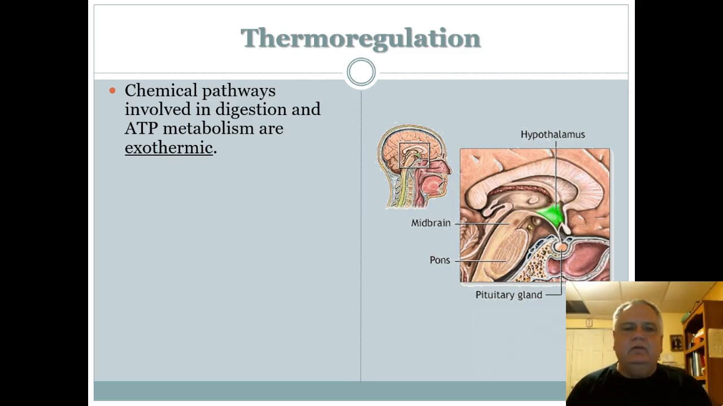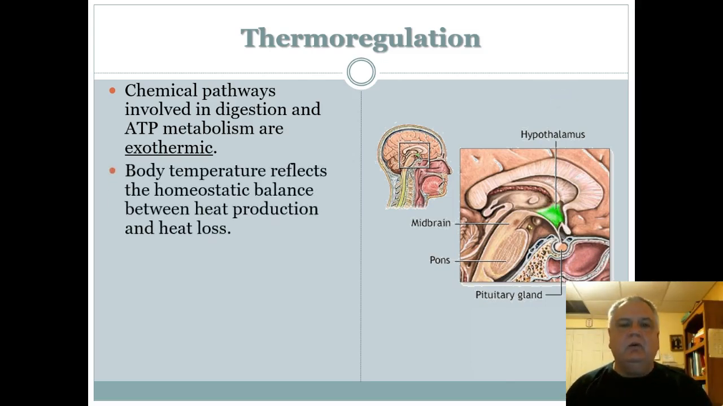Chemical pathways involved in digestion and ATP metabolism, we'll start there, tend to be exothermic. Exothermic means heat yielding. So in other words, the chemical reactions that are involved in digesting food and breaking down ATP, and we've kind of referred to this in the past, tend to release excess energy as heat into the surrounding environment. So these chemical pathways are exothermic, heat producing or heat yielding.